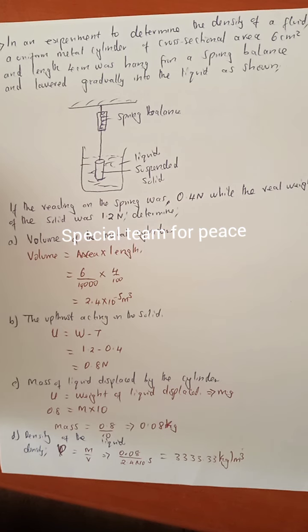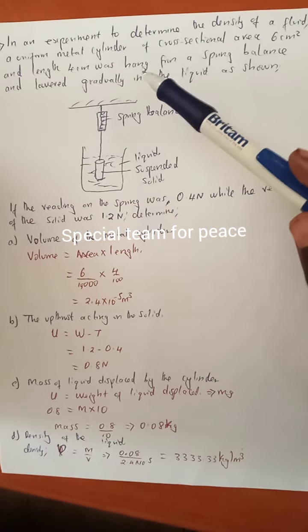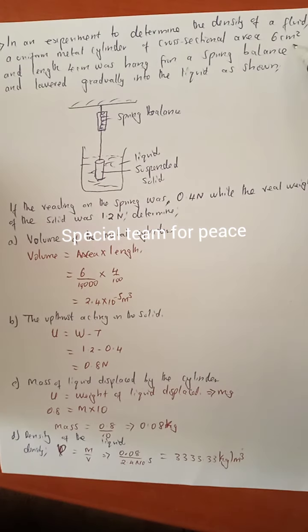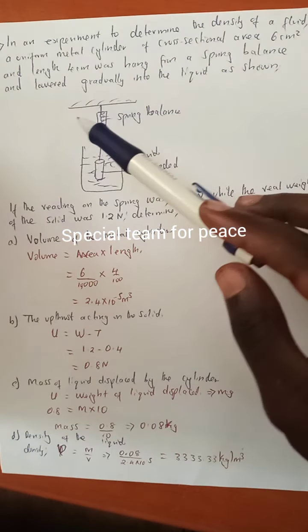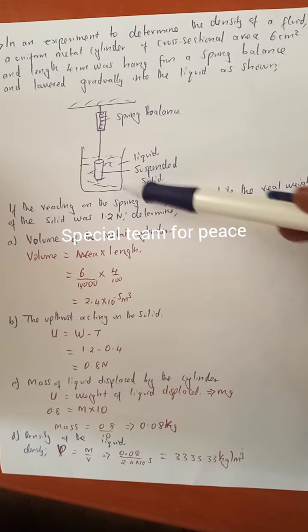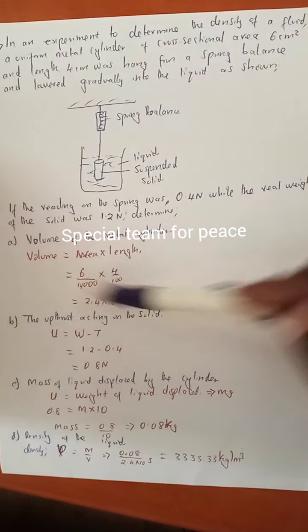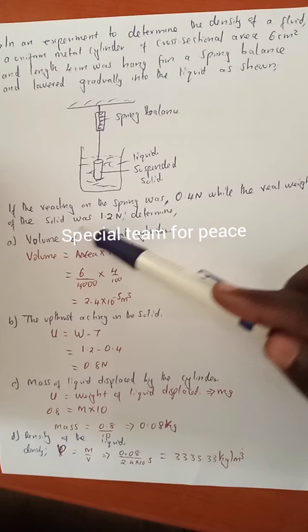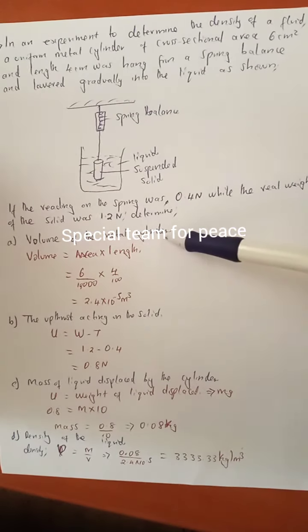You can also pause the video, then write the question somewhere, and even attempt it so that we proceed together. In an experiment to determine the density of a fluid, a uniform metal cylinder of cross-sectional area 6 square centimeters and length 4 centimeters was hung from a spring balance, then lowered gradually into a liquid as shown. So we have a spring here, then the body inside the fluid. If the reading on the spring was 0.4 Newton, while the real weight of the solid was 1.2 Newton, determine part 1, the volume of the metal cylinder.